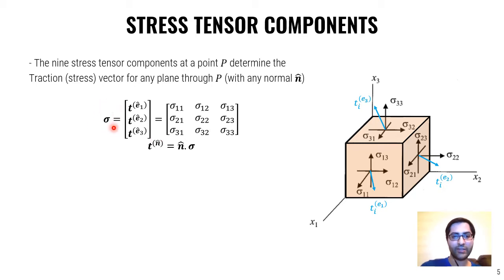So the stress tensor equals a 3 by 3 second order matrix, or second order tensor, with 9 elements: sigma 1 1, sigma 1 2, sigma 1 3, and the rest of the elements. It defines the stress vector on any surface with an arbitrary normal vector n passing through that point.